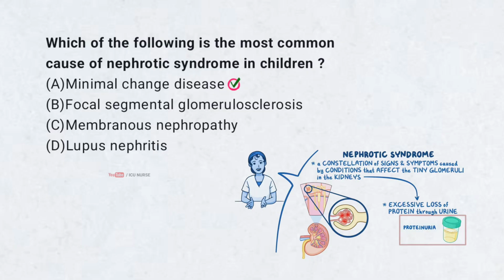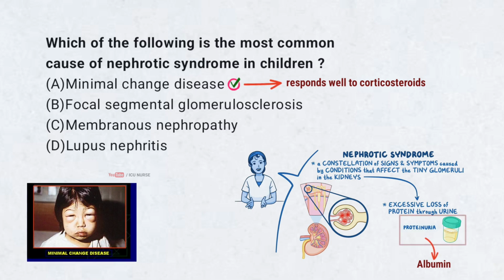It is characterized by selective proteinuria, mainly albumin, and responds well to corticosteroids. The exact cause is unknown, but it is thought to involve immune dysfunction. Children typically present with edema, hypoalbuminemia, and hyperlipidemia.